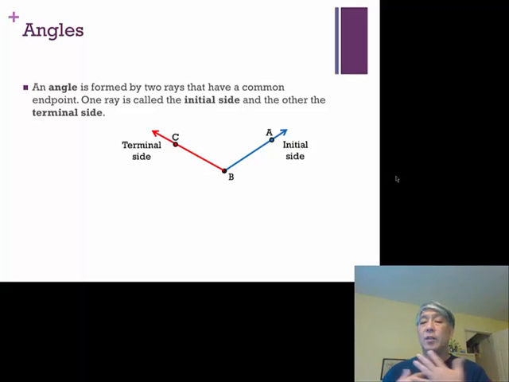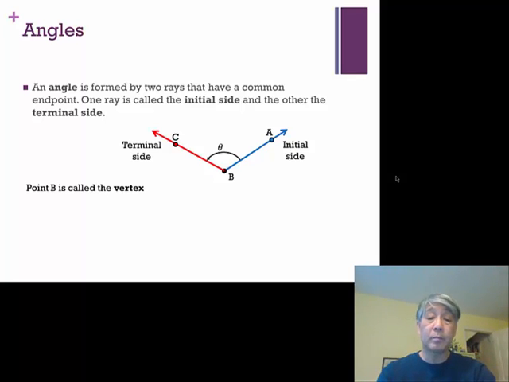But not always. So if we have one initial side and one terminal side, then the angle is measured from the initial to the terminal. We always tend to go counterclockwise, or basically how my right hand would tend to move. If I'm trying to close my hand in a fist, that's the direction in which we're going to be measuring our angle.